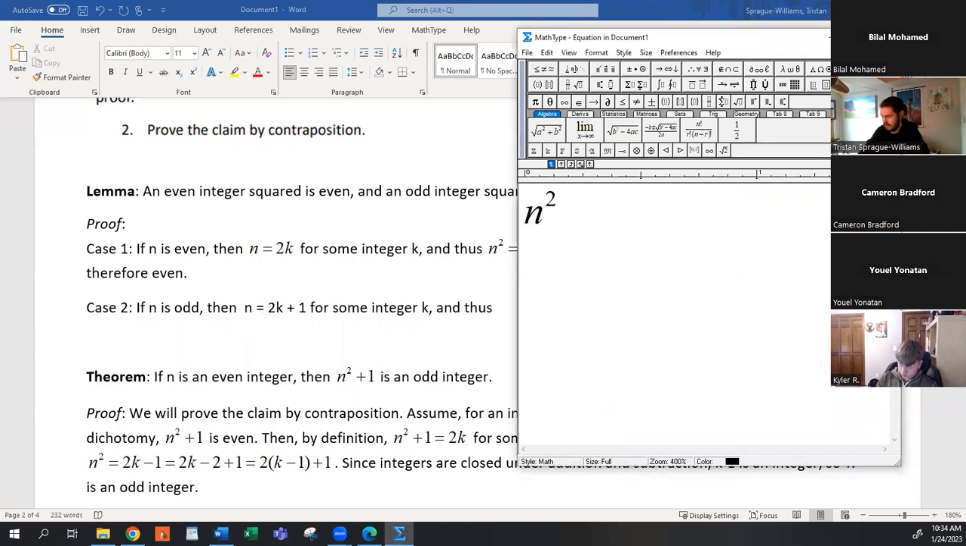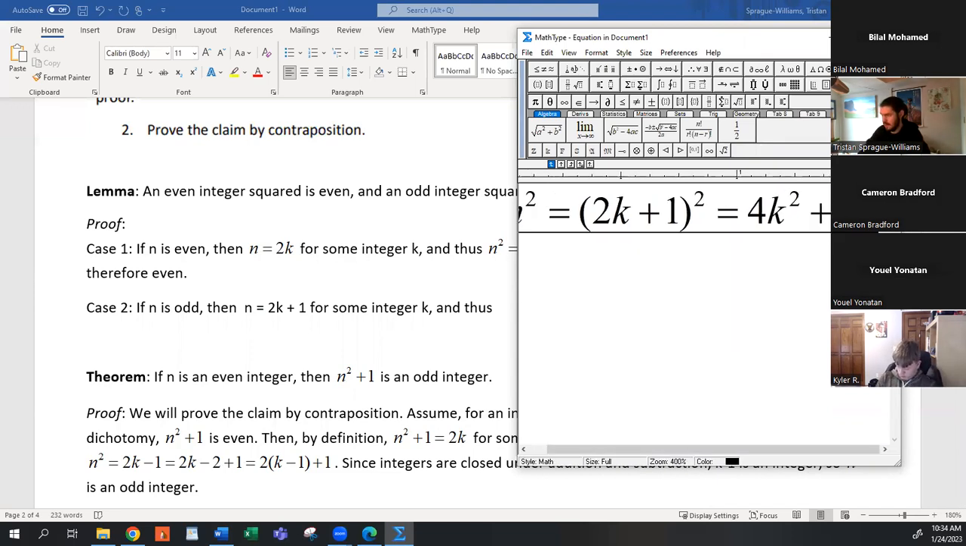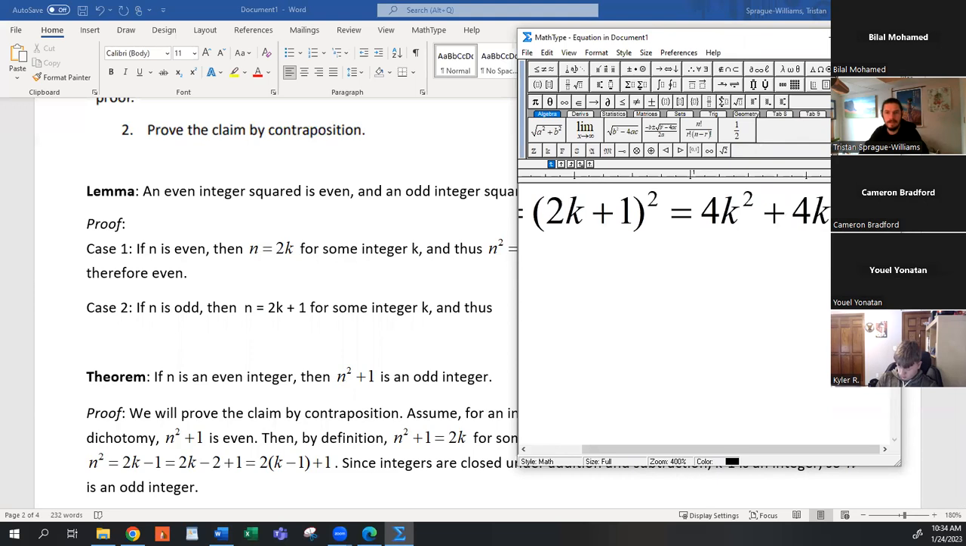n squared is going to be 2k plus 1 squared, and now if I FOIL that out, I get 4k squared plus 4k plus 1. Did I do that algebra right? 2k plus 1 squared is 4k squared plus, yeah. And then 2 times 2k is also 4k, plus 1, yeah.